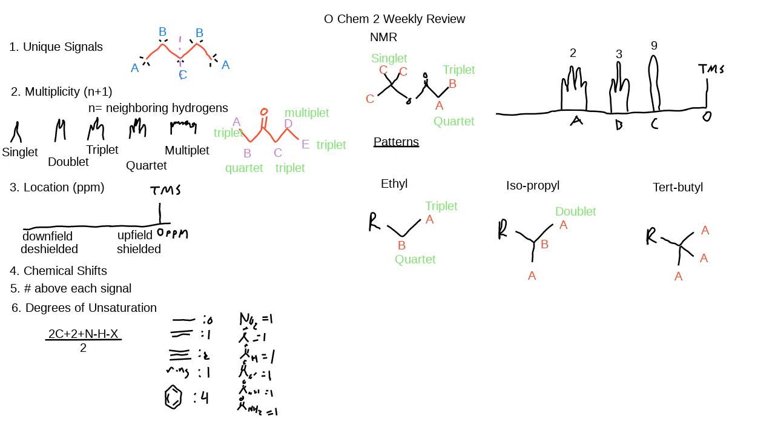Now B is neighboring 2 A's, which contain 3 hydrogens each. So 6 plus 1, because of our formula, means it's 7. And anything 5 and above, we just denote it as multiplet. And then last, we have 3 A's neighboring 0 hydrogens. So 0 plus 1 equals a singlet for all 3. But we just denote it as singlet for 1 signal.